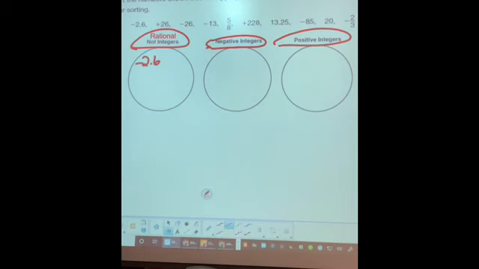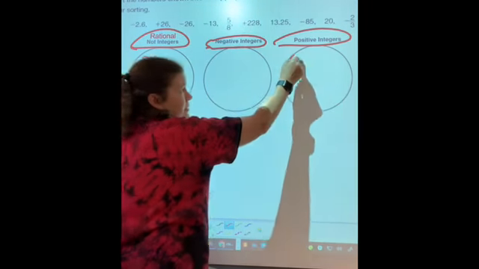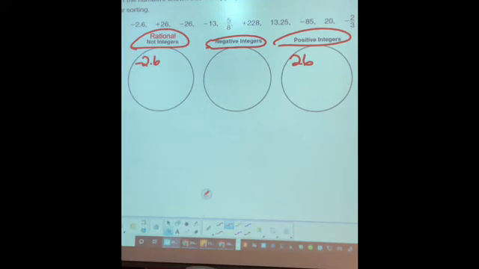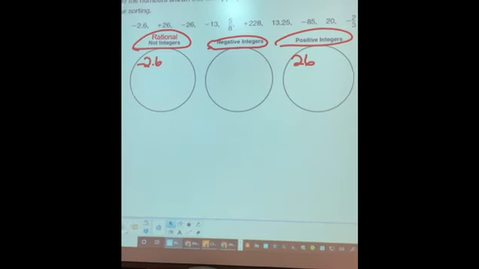So 26 would go where? In the positive numbers. Remember, we don't usually put a plus there. We usually leave it out because mathematicians are lazy. So go ahead and finish that out for classwork homework, that whole section there.